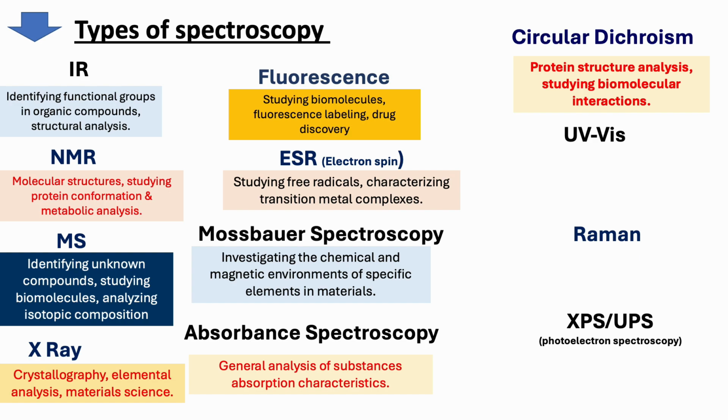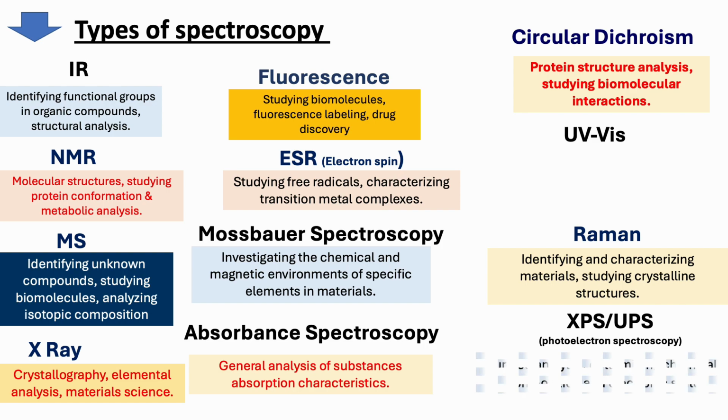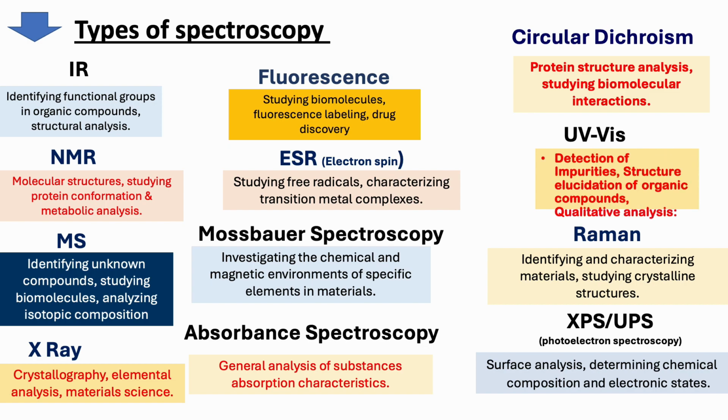CD is applied in protein structure analysis, studying biomolecular interaction, followed by Raman, which is for identifying and characterizing materials, studying crystalline structures, followed by XPS or UPS. It is used to analyze the surface and determine chemical composition and electronic states, followed by UV-Vis spectroscopy, which generally helps in detection of impurities in a particular substance, structure elucidation of organic compounds, and qualitative analysis.